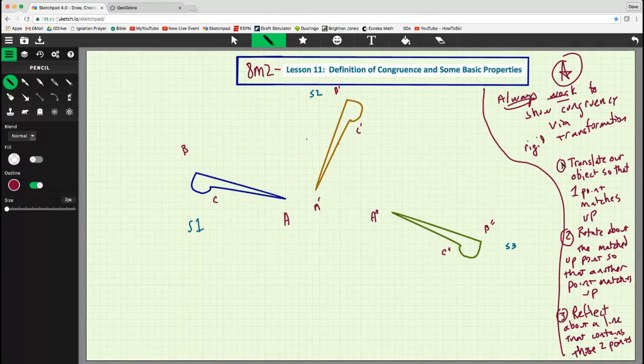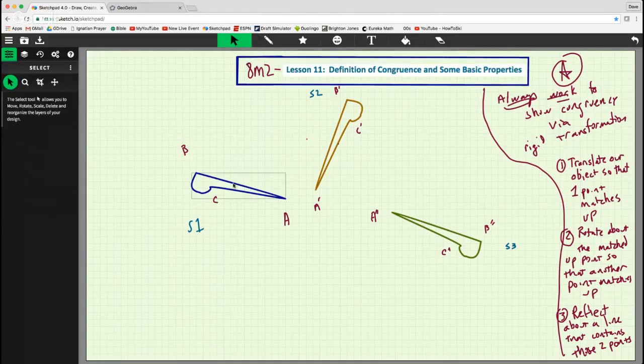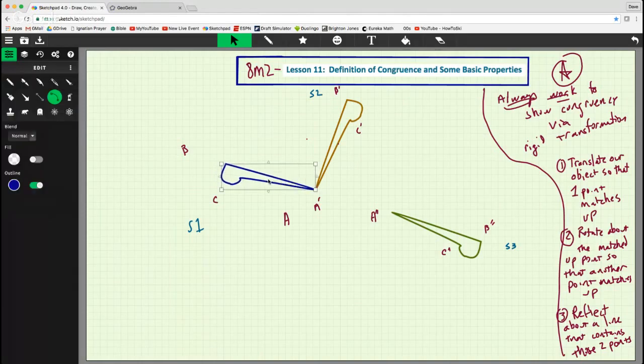So let's just follow our steps 1, 2, 3. The first thing I'm going to do is select this object and transform it. So we're going to translate it. Translating means we can just move it like this. And we're going to move it so point A matches point A prime. Now notice I didn't draw these perfectly, but let's just match up those two points like this. Okay?